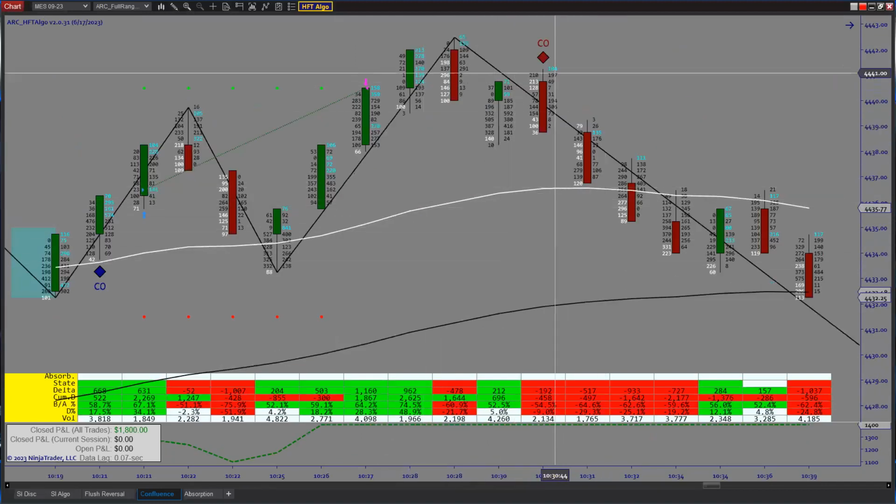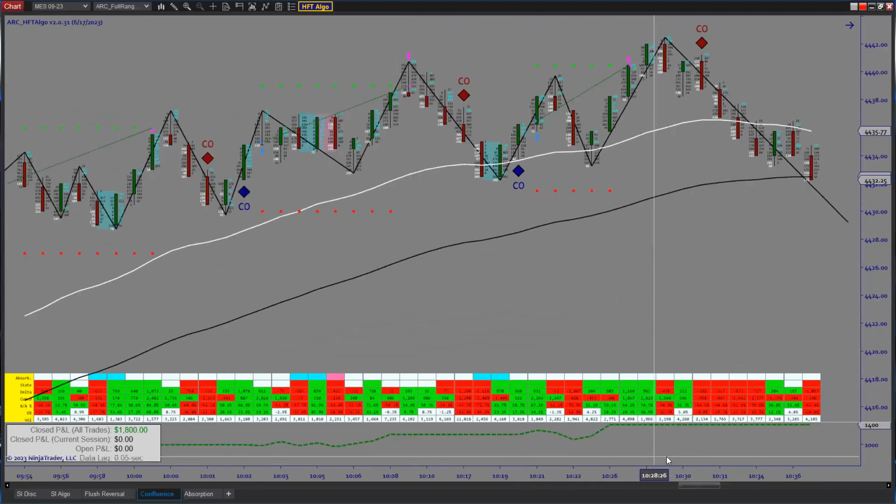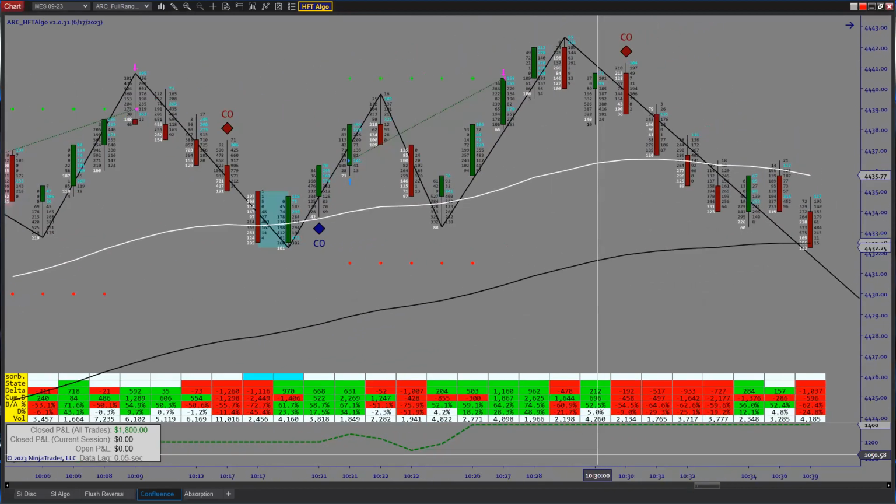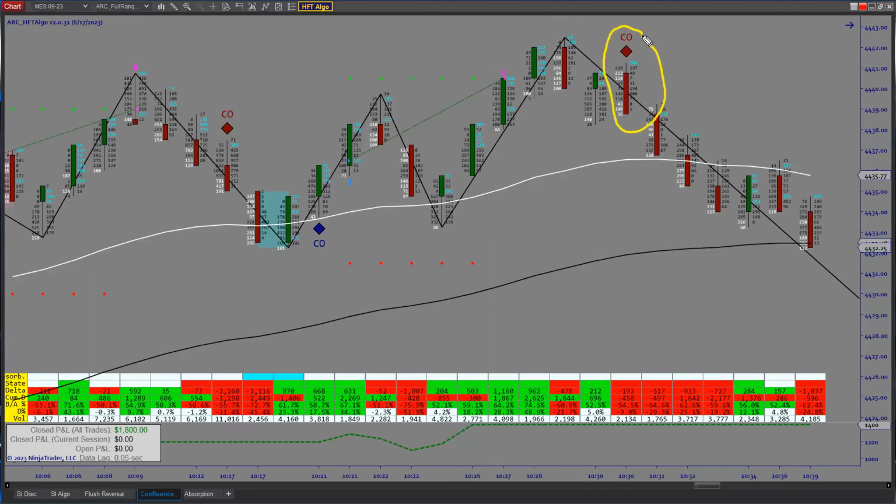Now notice we have a signal here, but we don't have a trade. This is another feature that got added into this build: even if you're not trading every signal, you're still going to see the signals, because you might want to be able to see what's happening in the order flow. You just might not want to trade it.